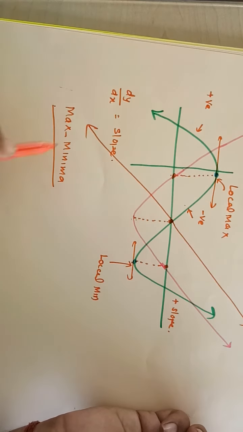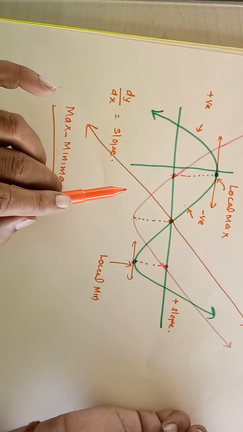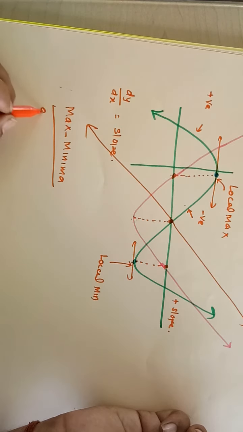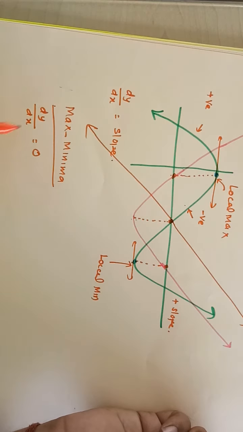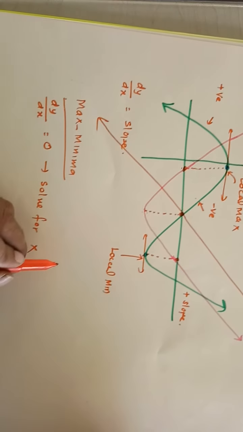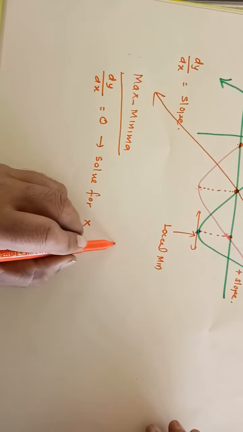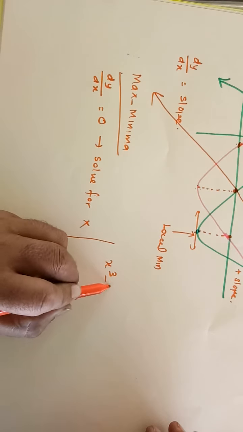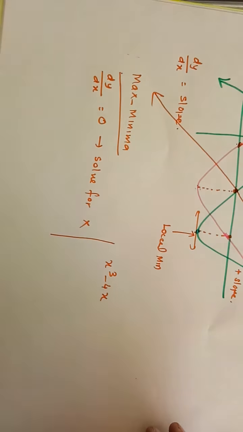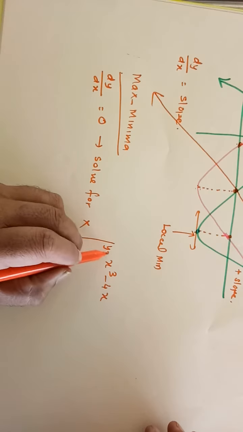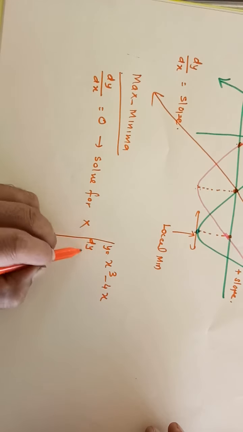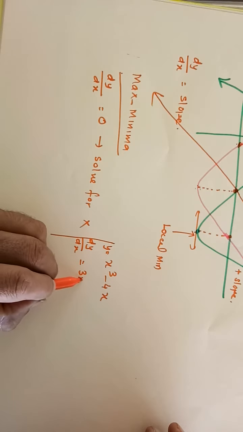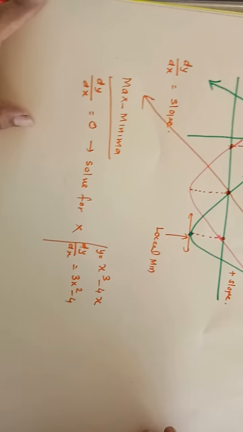First of all, you have to understand that wherever you have maxima or minima, dy by dx equals 0. Now you solve for x values. A simple example I'm taking is, let us say, y equals x cubed minus 4x. If I do dy by dx, it equals 3x square minus 4.